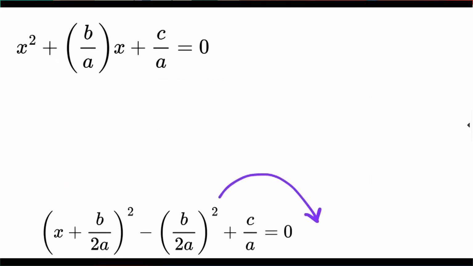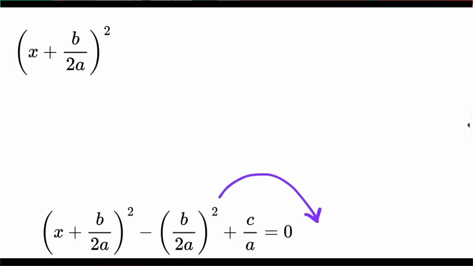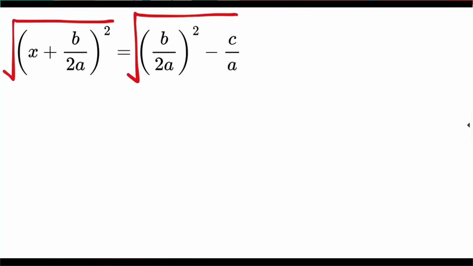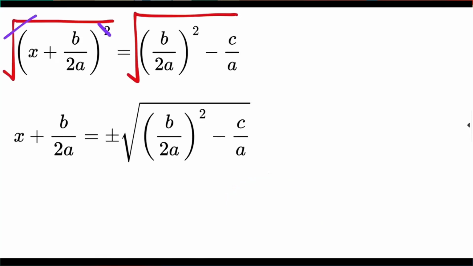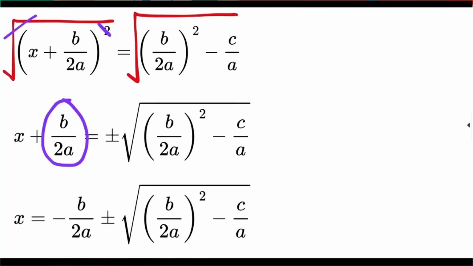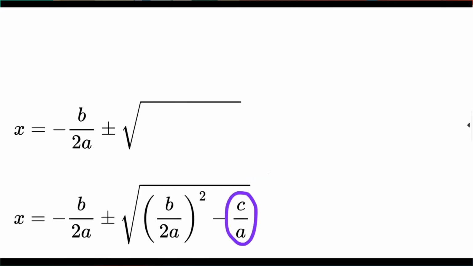Now, taking this b by 2a whole square to the right, we have x plus b by 2a whole square plus c by a is equal to b by 2a whole square, and c by a is again moving to the right, giving minus c by a. Taking the square root on both sides, we have x plus b by 2a is equal to root of b by 2a whole square minus c by a. So taking this b by 2a to the right side, we get x equal to minus b by 2a plus minus root of b by 2a whole square minus c by a.